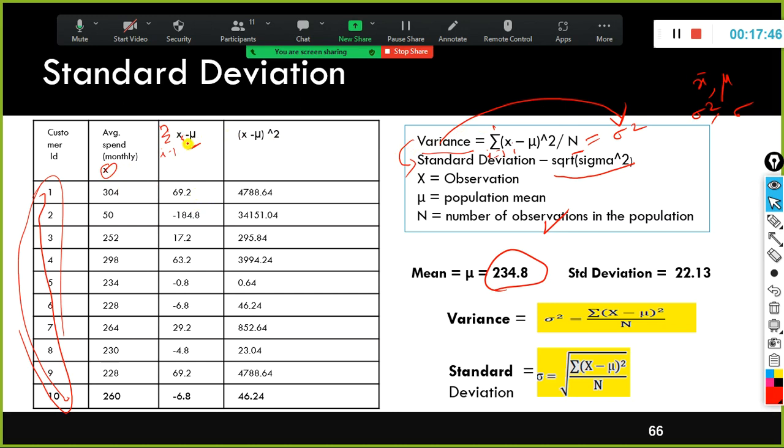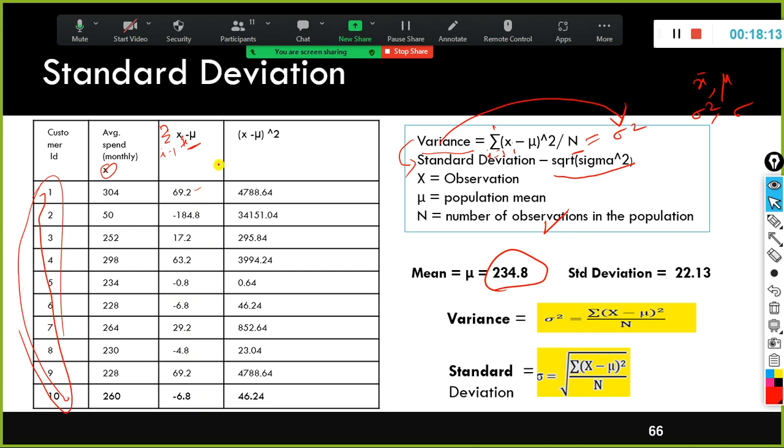Okay, so this is my xi. For each and every value I need to subtract, so 304 minus the mean value. In this case, the x value is 50. The x value is smaller than my mean value, hence I'm getting negative 184.8. So everything is fine. We have positive values and negative values also. You need to notice this very carefully here, right?